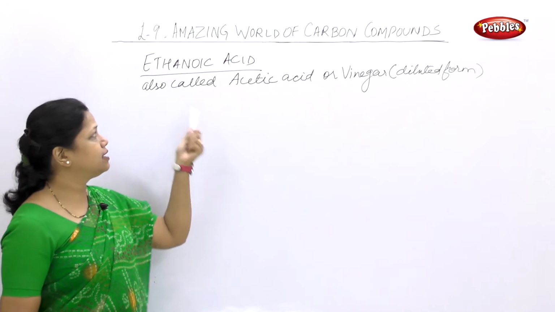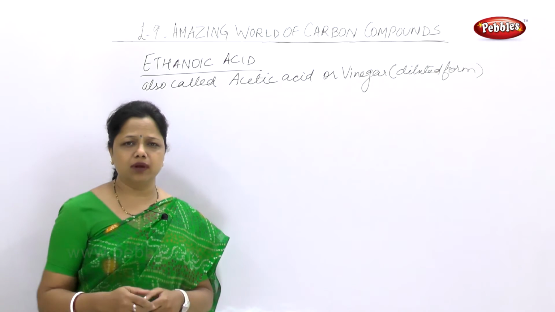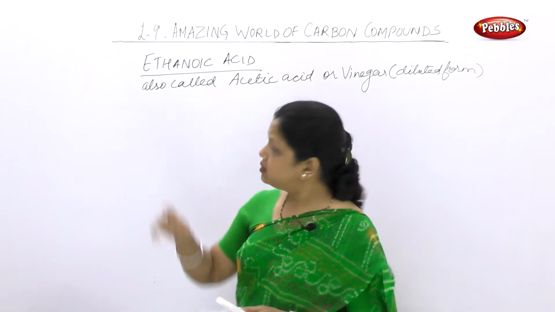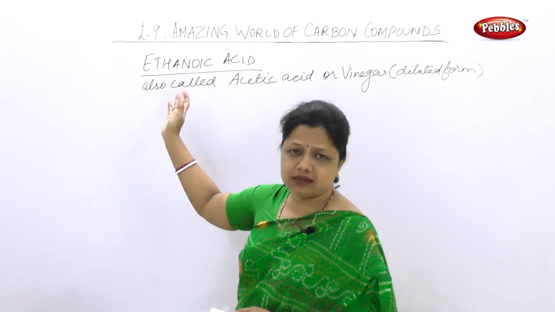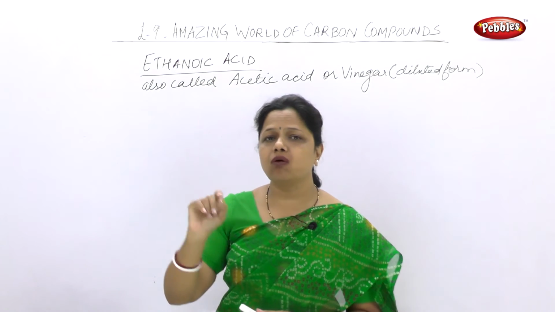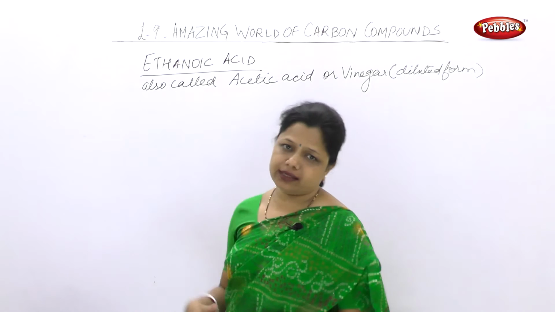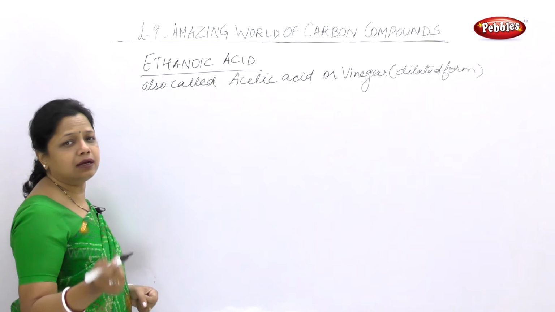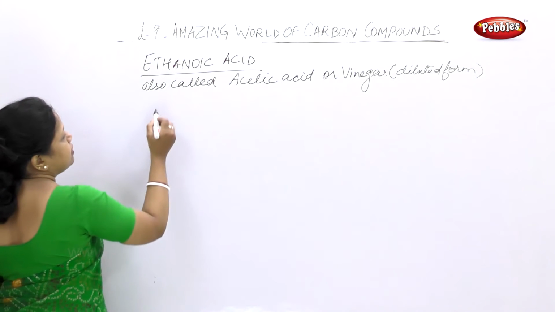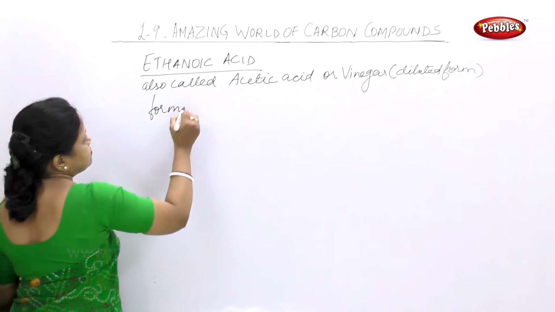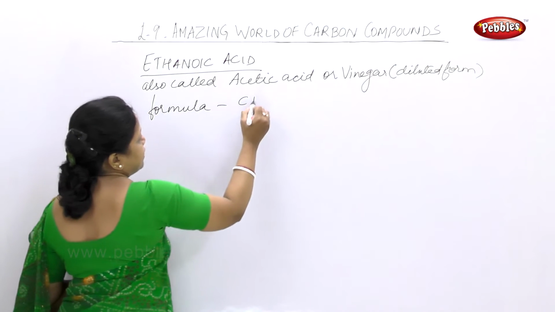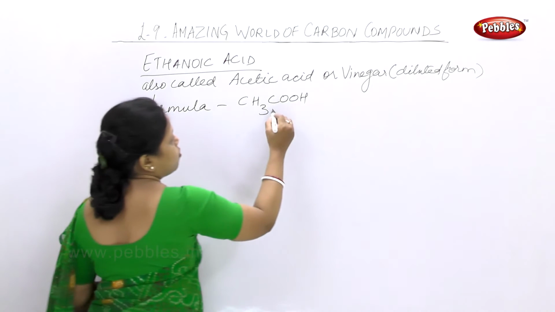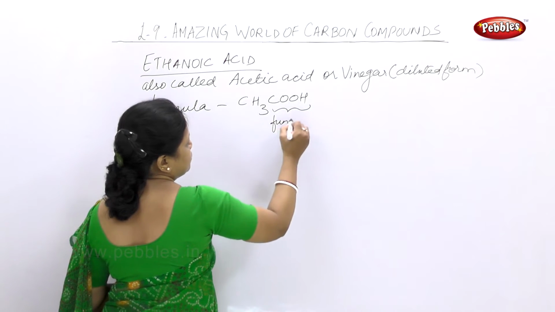Now this acetic acid or ethanoic acid, what can be its formula? We have learned about the carboxylic group as a functional group. That functional group, COOH, is attached here, and it is forming the ethanoic acid. Here the root name is eth and oic is the carboxylic group. So we can say the formula is CH3COOH. Now this COOH is the functional group which is carboxylic acid.